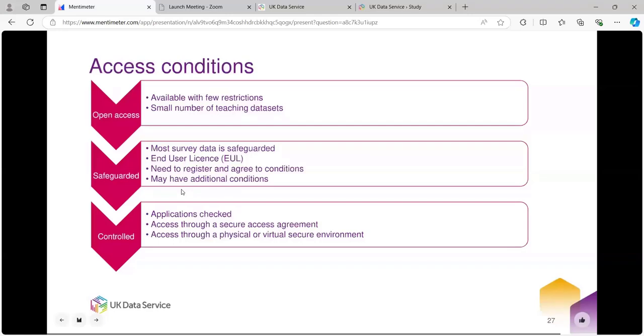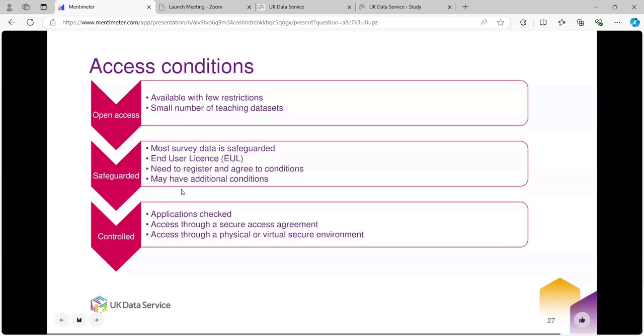And then you access it in a physical or virtual secure environment, which means in effect, you don't take things into it and you don't take things out of it without them going through a gatekeeper. So you post your syntax, your code in, it runs on a virtual machine. You produce the output you want, and that's vetted to make sure it doesn't disclose anything. So if you want to know more about that, then have a look at the website. Again, there's quite a lot of detail about that.